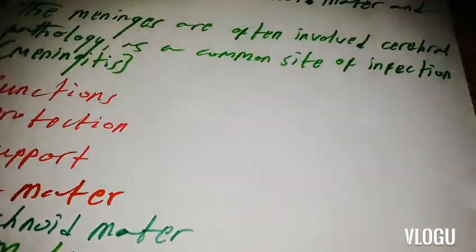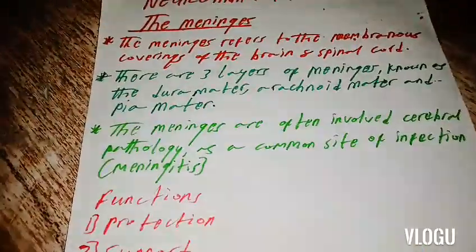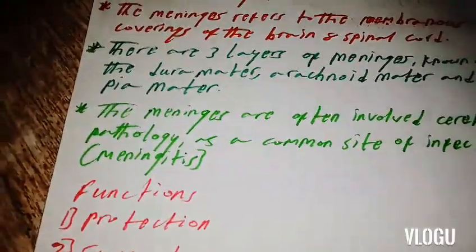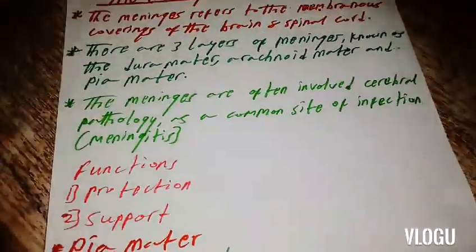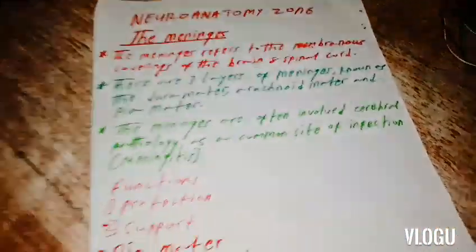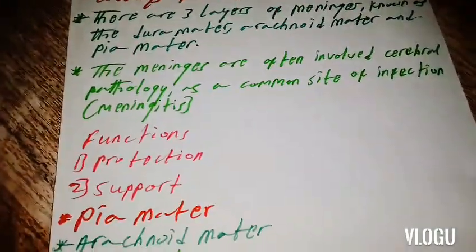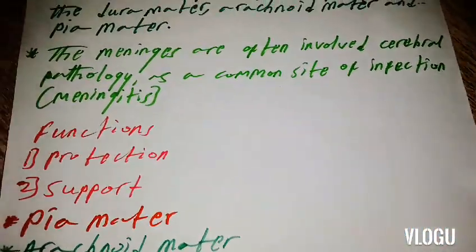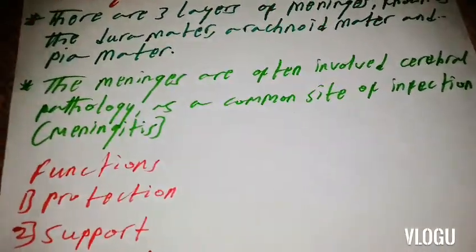Now, at certain points, the meningeal layer of the dural matter reflects into fissures in the brain. If you don't know what a fissure is, you may want to take a look at our video on the introduction to neuroanatomy, so you know what a fissure and a sulcus are. At certain points in the brain, the meningeal layer of the dural matter reflects into fissures in the brain to form what we call dural reflections. We're going to talk about that in a moment. So let's talk about the arachnoid matter.